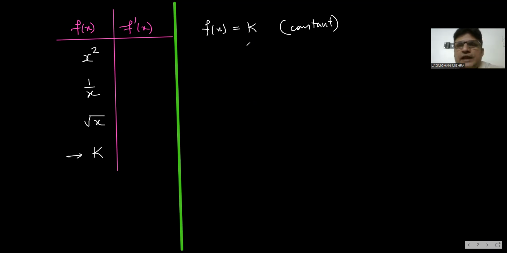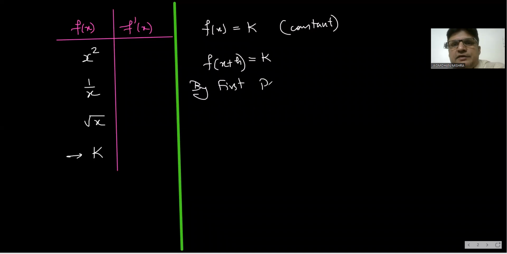What will I do? What does Newton's first principle of derivative say? It says that you increase x by a very small number, so I will next get f of x plus h. As you know, the value of f of x plus h will also remain k. Now I write, by first principle of derivative.